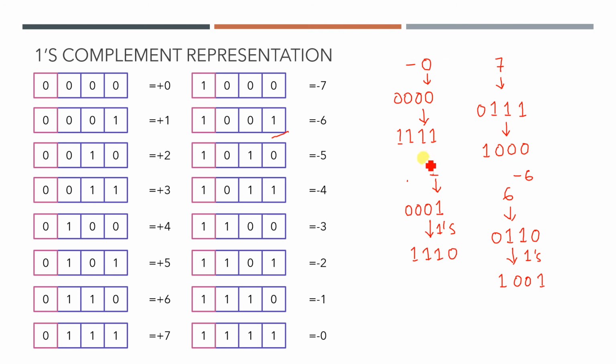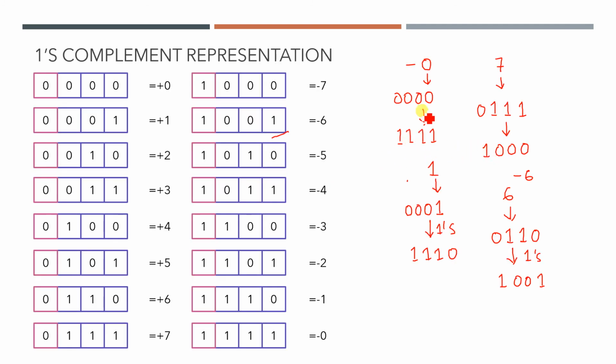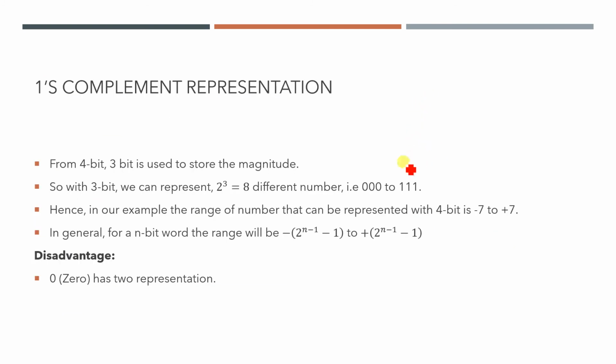Okay, so let us summarize the whole discussion. As I have already told you, from 4-bit, 3 bits are used to store the magnitude. So with 3 bits we can represent 2 to the power 3, that is 8 different numbers, 1, 2, 3, 4, 5, 6, 7, 8, right? So for positive it is 8, and for negative another 8. Hence in our example, the range of numbers that can be represented with 4-bit will be -7 to +7.